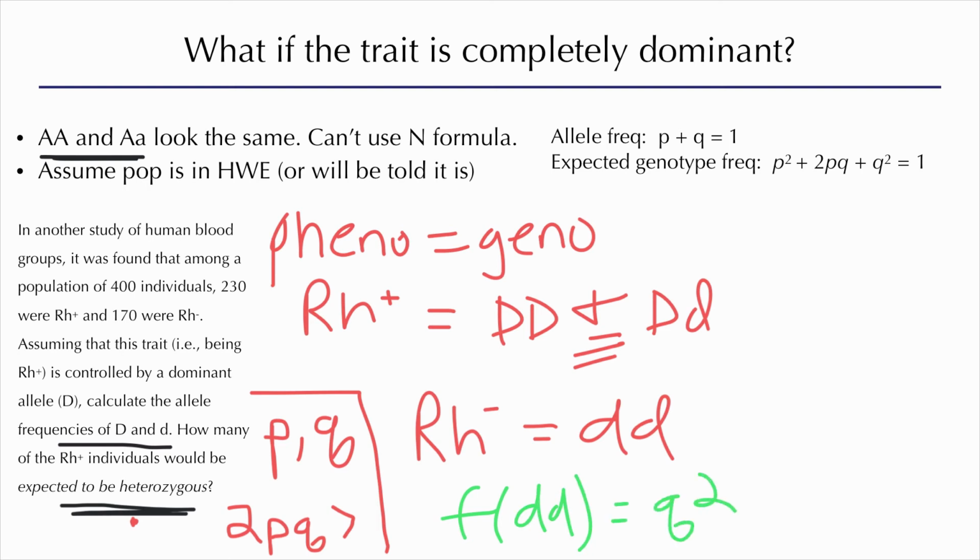When we think about frequencies, we're looking at the number of whatever we're interested in out of the entire population. And so for q squared, the frequency of the little d, which gives you Rh minus, is right here. So 170 individuals out of the total of 400, that's the frequency. So that equals 0.425. All right, so now we know what q squared is.